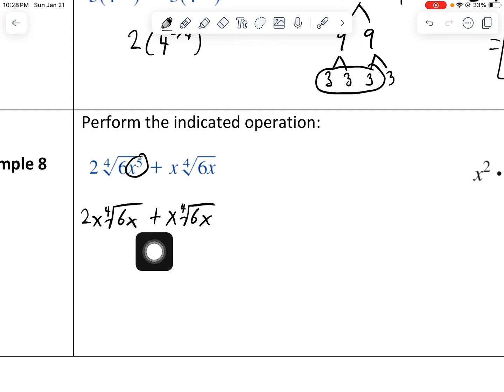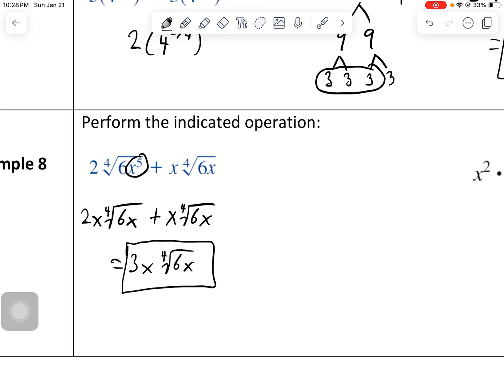Perfect. Then I'm going to just add my two pieces in front, the coefficients, which are 2x and x. And if you were to add 2x and x normally, that would give you 3x, and then the 4th root of 6x stays the same.